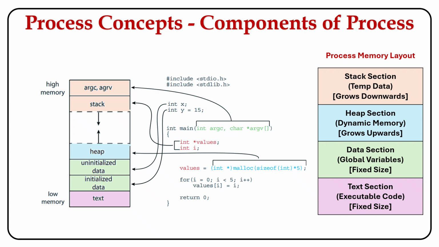The next instruction is values equals (int *) malloc(sizeof(int) * 5). It uses malloc and dynamically allocates memory for 5 integer values. Malloc returns the starting address of the allocated memory, which is stored in the pointer values. When malloc is called, it creates space for 5 integers in heap memory space. So hope you are clear about this process memory layout with this example C program. Thank you all.